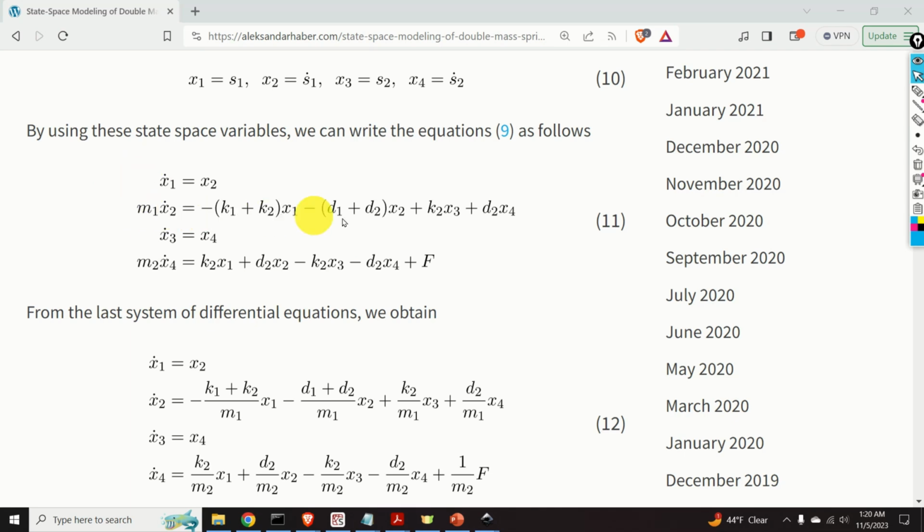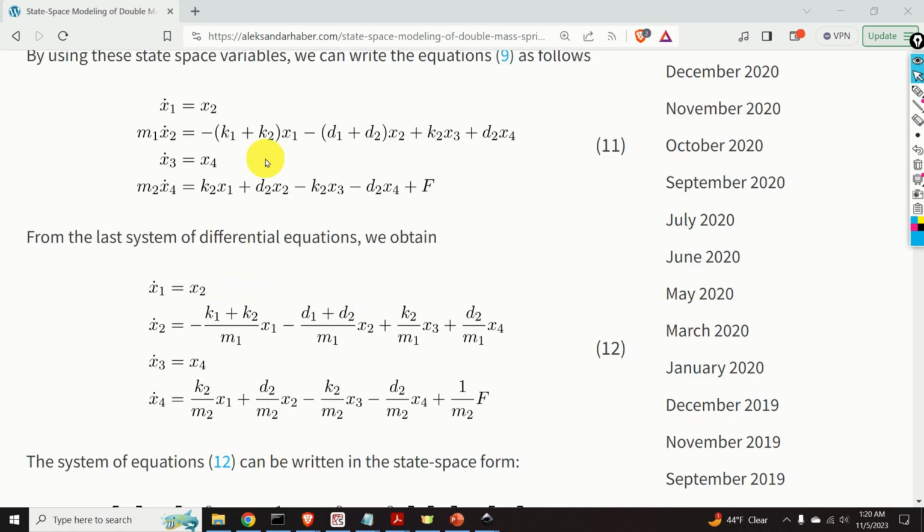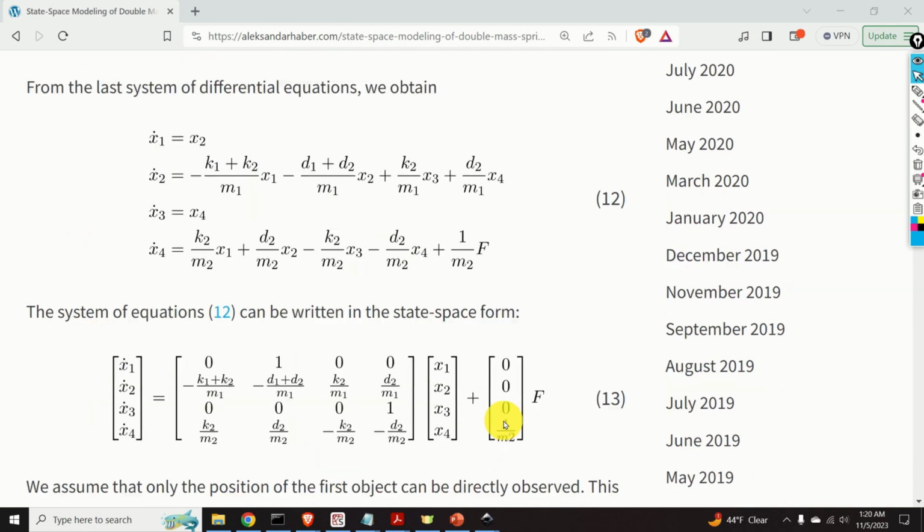Next, let's divide this equation by m1 and let's divide this equation by m2. As the result, we transform this system in this form. Now, we can write this system of equations by using vectors and matrices. Let's do that. Here's how we can write this system. We can simply group the left-hand side inside of this vector. Then, on the right-hand side, we will obtain this matrix multiplying this vector and plus multiplying this vector that multiplies a scalar f. You can simply verify that this is actually the correct representation.